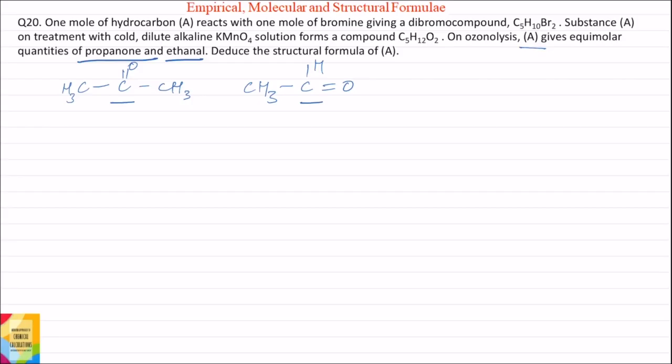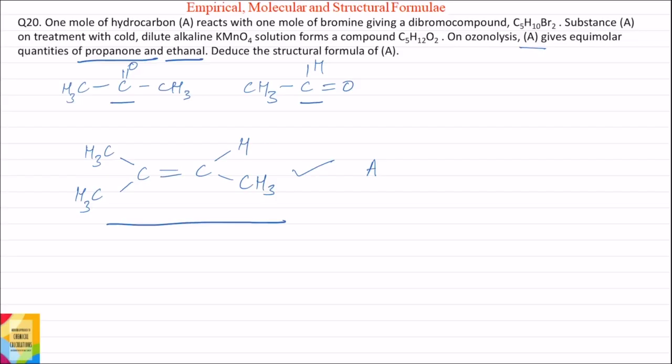So before ozonolysis, these carbon atoms, which are now part of the carbonyl groups, were joined by a double bond. So the structure will be CH3, C, CH3, double bond, C, H, CH3. Before ozonolysis, this must have been the structure of the compound. Therefore, this is the structural formula of A. And during ozonolysis, this double bond breaks and gets replaced by carbonyl groups, giving propanone and ethanal.